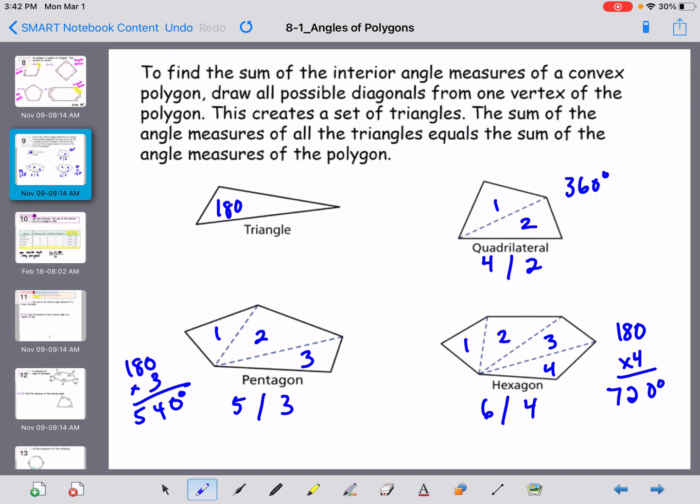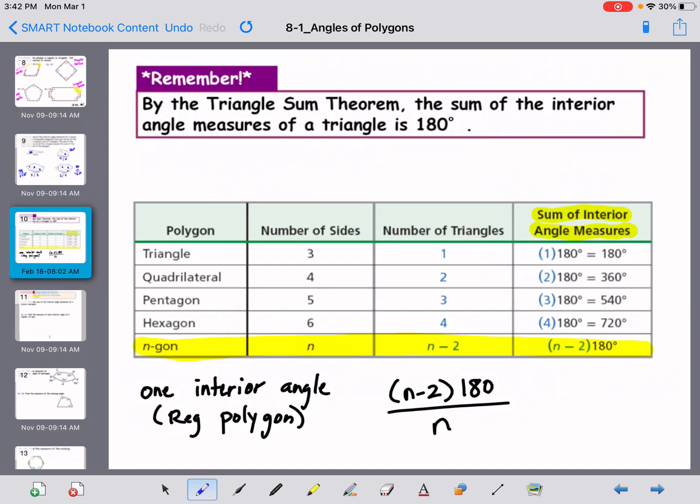Why is that important? Well, it lets us come up with a formula that we can use to find the sum of the interior angle measures. And the one that's really important is the one that I have highlighted at the bottom. That's going to be our formula. So n is just simply the number of sides in the polygon. We subtract 2, we multiply that by 180. That gives us the sum.